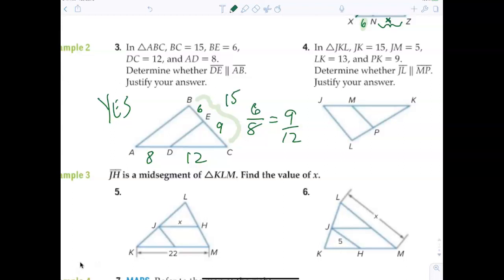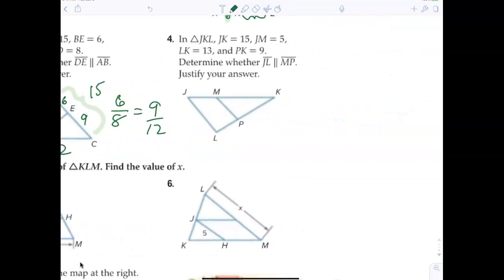All right, let's take a look at number 4 now. Triangle JKL. JK is 15. JM is 5. So then MK is 10. Good. Follow with me. LK is 13. PK is 9. So LP would be 4. Yes or no? Definitely not, right? 5 over 4 is not 10 over 9. So, no, they are not parallel.